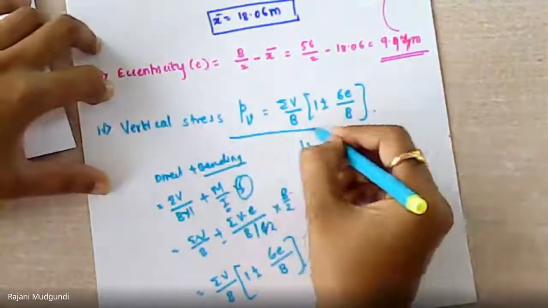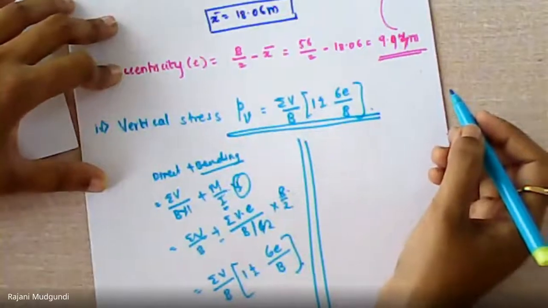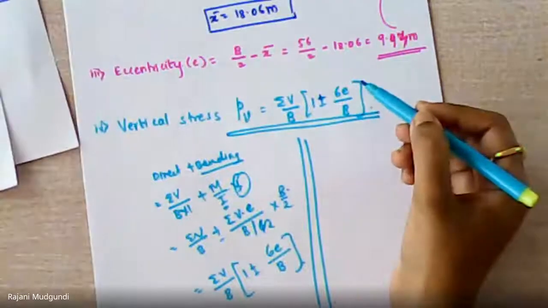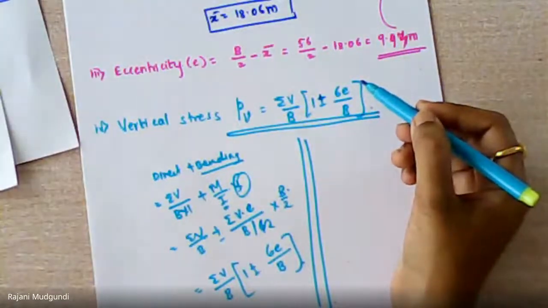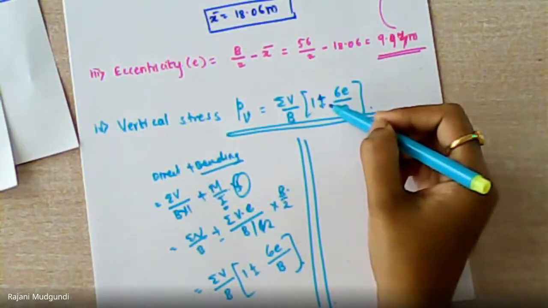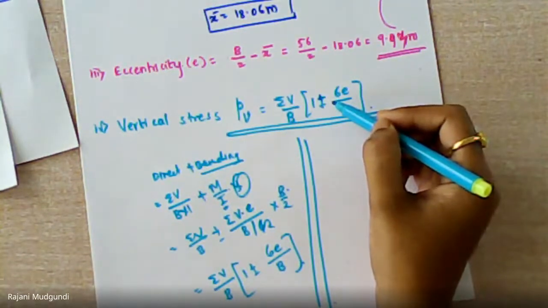So this direct formula we are going to apply for calculating the vertical stress at the heel and at the toe. The positive sign will give us the maximum vertical stress, and the minus sign, if you use it in this formula, will give us the minimum vertical stress that will get developed. Now you have to tell me where the maximum stress will get developed and where the minimum stress will be observed. Keep it in mind.